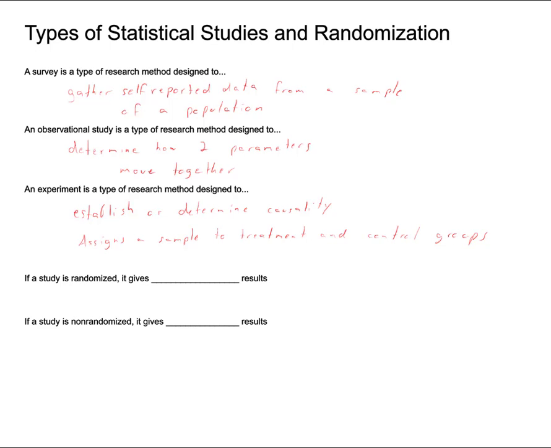Okay, let's talk very briefly about randomization. So we can have randomized samples and non-randomized samples. So randomized samples, and this is really the purpose of randomization, randomization gives unbiased results. Versus a non-randomized study. A non-randomized study will give you biased results.